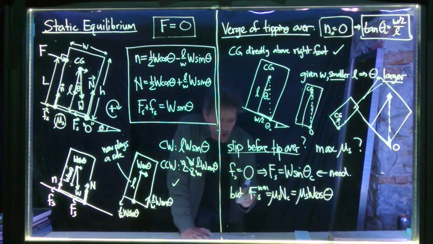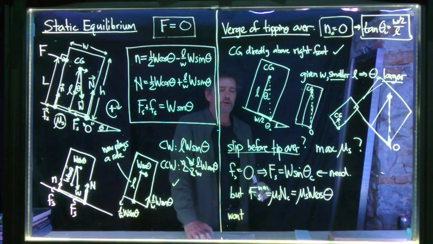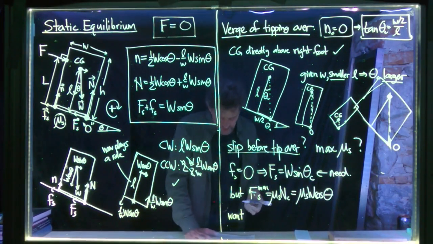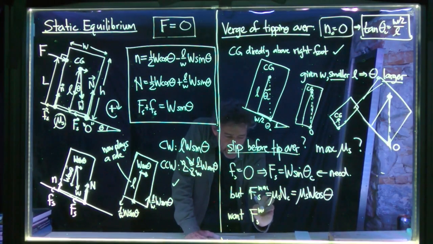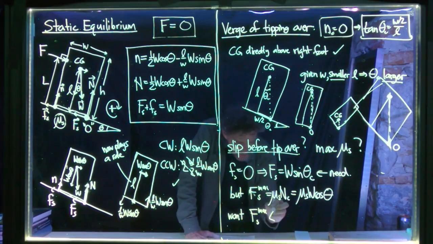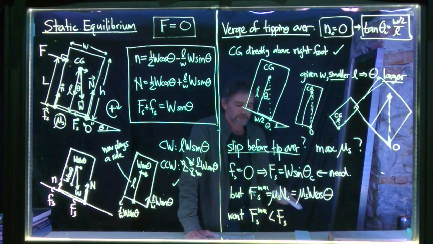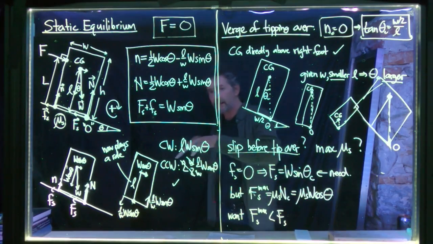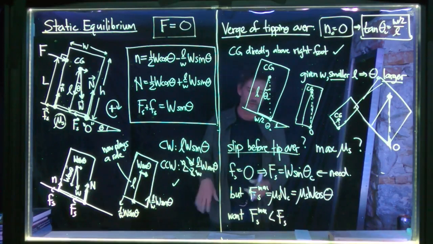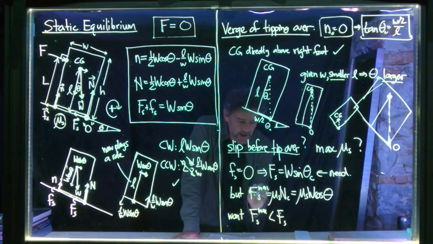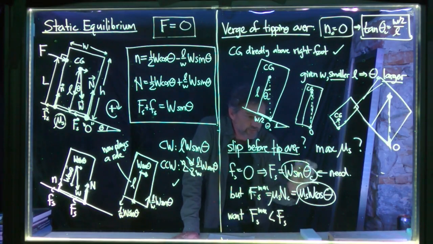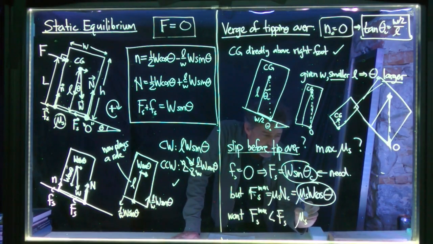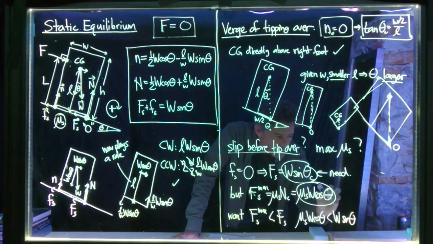So then finally, what we want is for this to slip before it tips over. And so the condition there is we want FS maximum to be less than FS that's required, so that as we're tilting this thing up, we're going to hit FS max before we hit the required FS at that critical angle. So it's going to slip before it tips over. So we want mu S times W cos theta to be less than W sine theta, and this is theta critical.